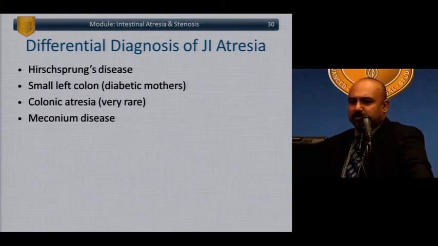Differential diagnosis: any distal bowel obstruction, or any reason for distal bowel obstruction, would be a differential. So Hirschsprung's disease; with some of the diabetic mothers, the kids will have small left colons. Colonic atresia, like I said, is very rare. Meconium ileus from cystic fibrosis can also show the same pathway. Basically you're looking at a child with abdominal distension, obstruction, and when you look at the plain films, you'll see some dilated loops. So any of these things can look like that.